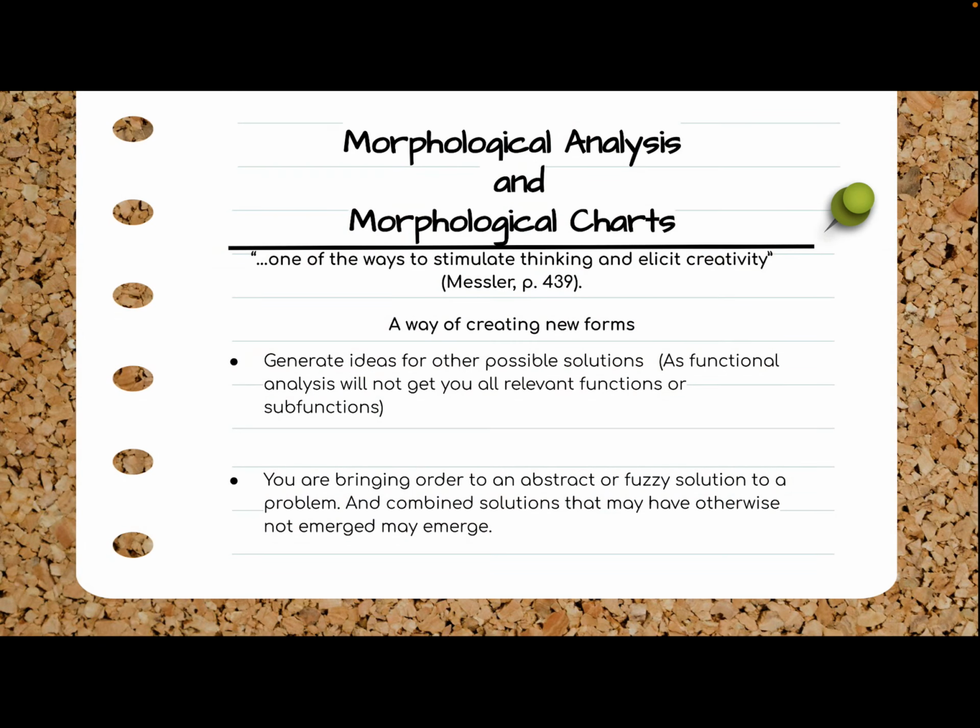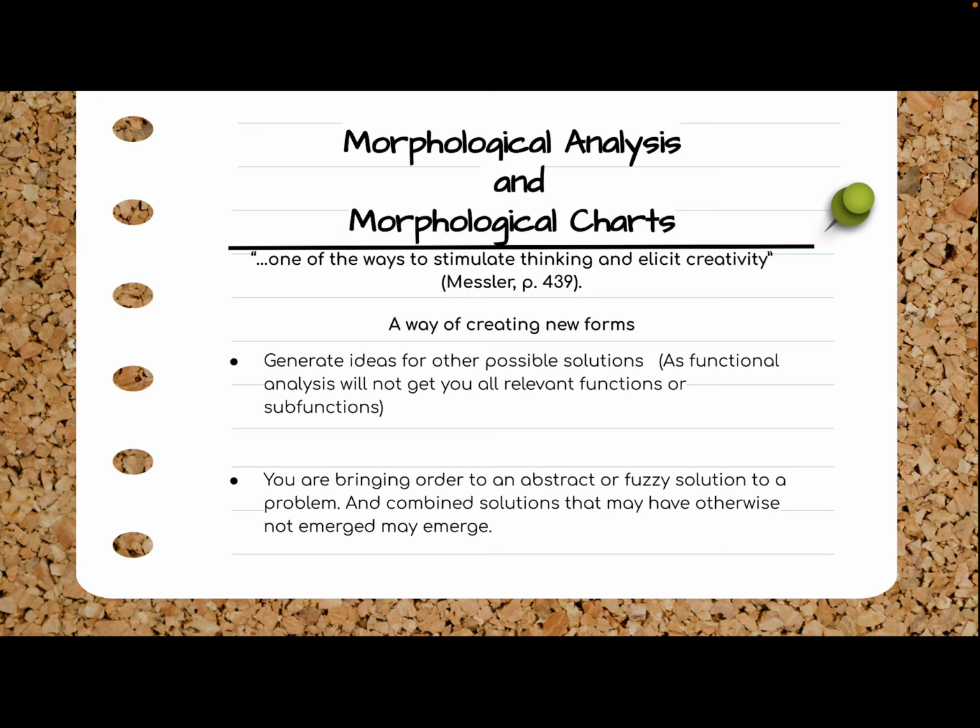Chapter 36 was all about morphological analysis and morphological charts. Messler discussed that this is one of the ways to stimulate thinking and elicit creativity. Morphology is the study of shapes and forms, so this is a way of creating new forms. You start with morphological analysis, where you are generating ideas for other possible solutions.